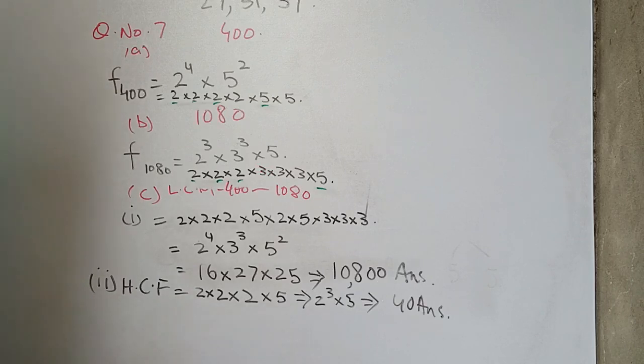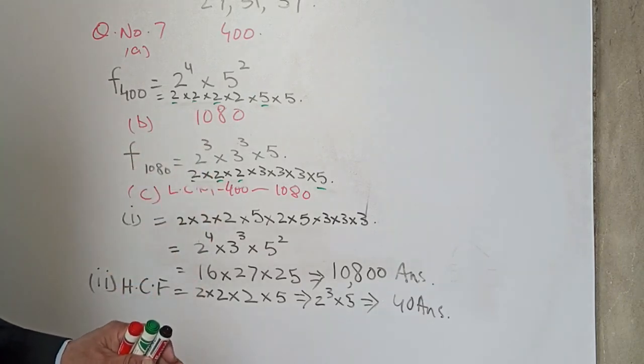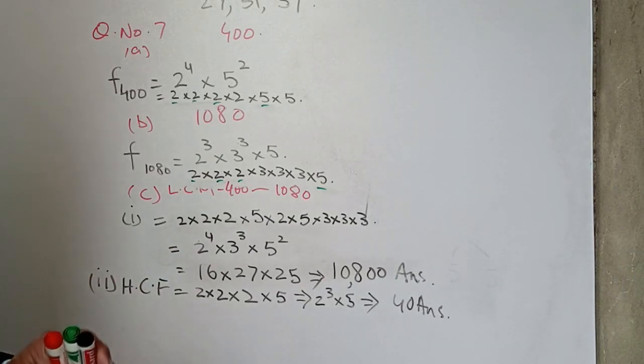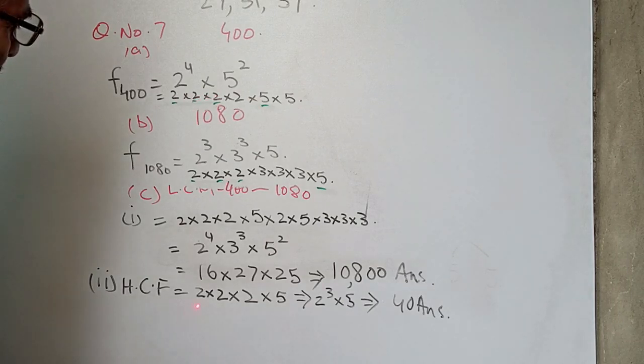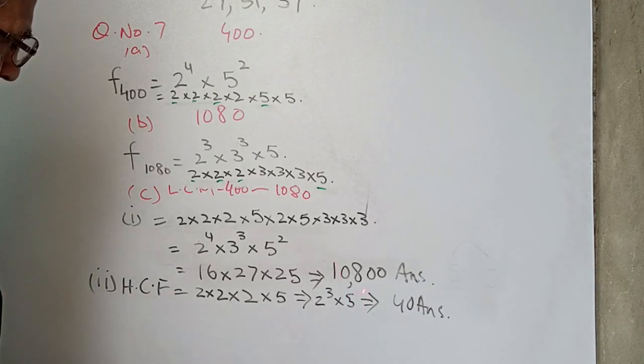Now what we do, we don't use the leftover numbers. As you know, in HCF we don't use the leftover numbers, we only use the common numbers. So the common factors are 2, 2, 2. We have written here 2, 2, 2, and 5 is common here, and we write here 5. So if we multiply all these together, the answer will be 40.